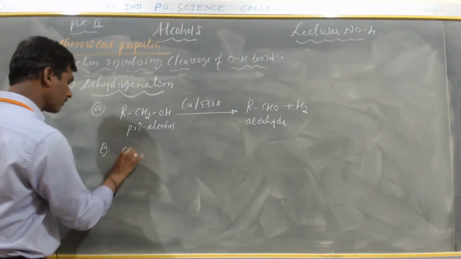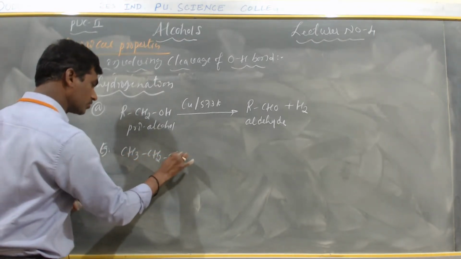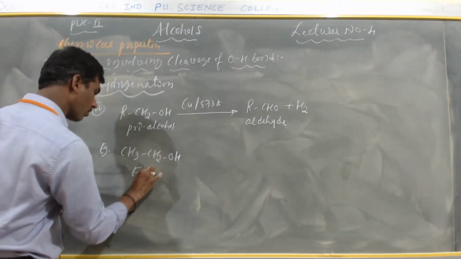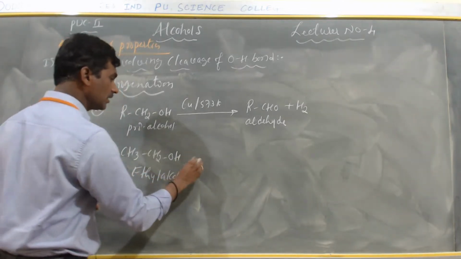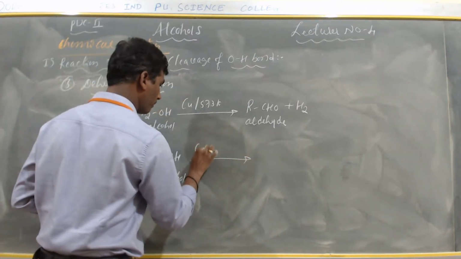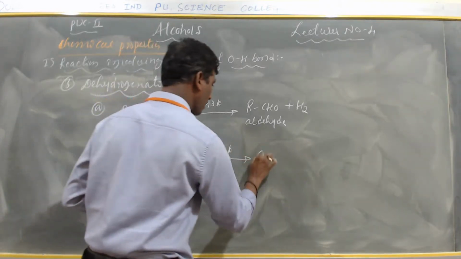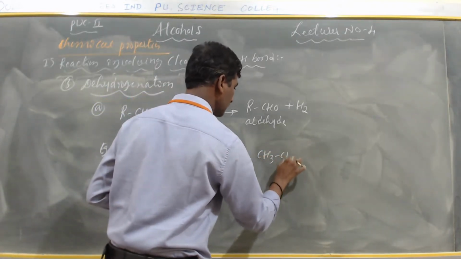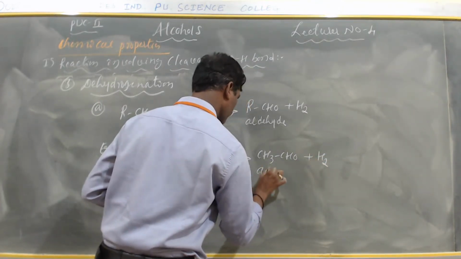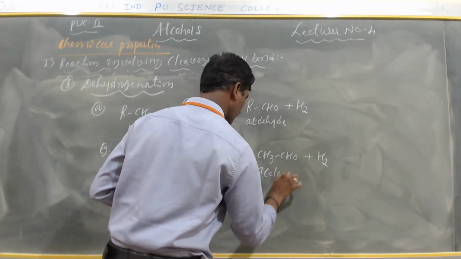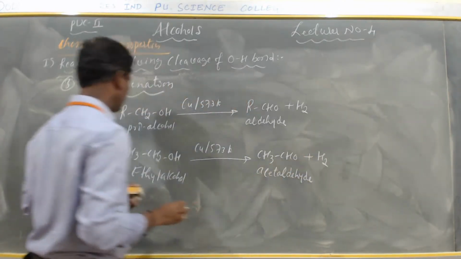Example, my dear students. I can take CH3CH2OH, which is ethyl alcohol. When this ethyl alcohol is heated with copper at 573 Kelvin, R is CH3, giving CH3CHO plus H2. This is acetaldehyde.